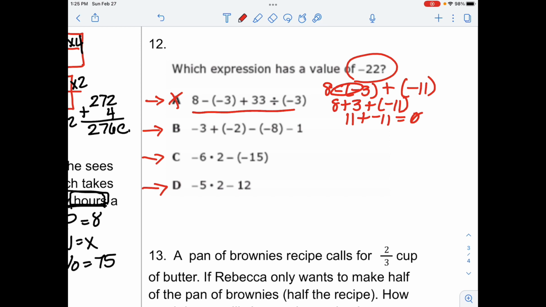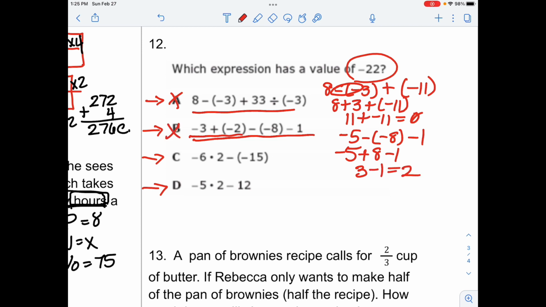So let's go check out B. Well, B, I'm just going to be working right to left because it's all addition and subtraction. So here we go. So I'm going to have negative 5 minus negative 8 minus 1. So keep, change, change. This gives me negative 5 plus 8 minus 1, which turns into 3 minus 1, which equals 2. So B is out.